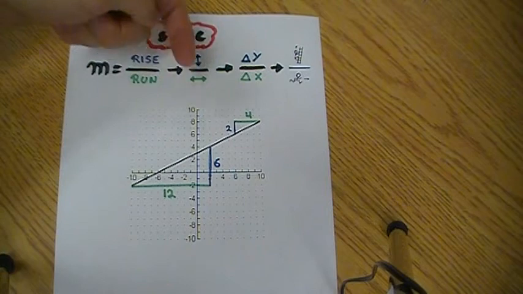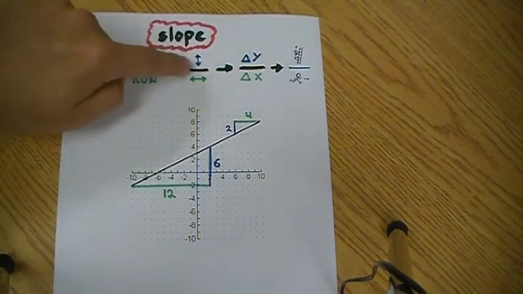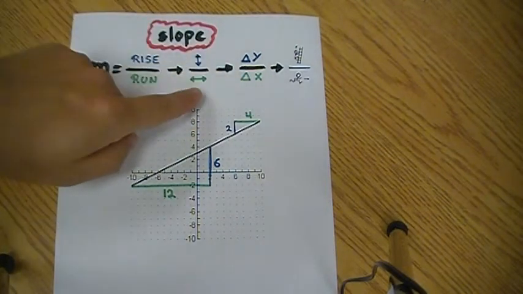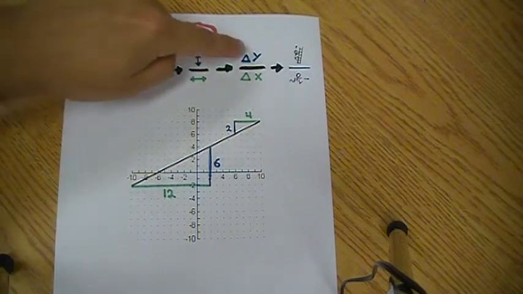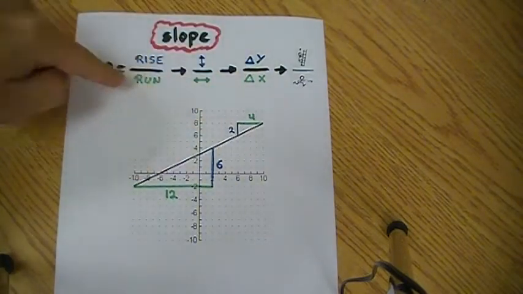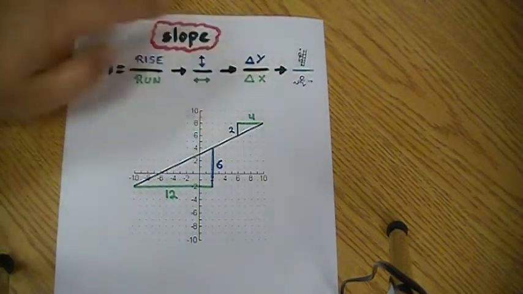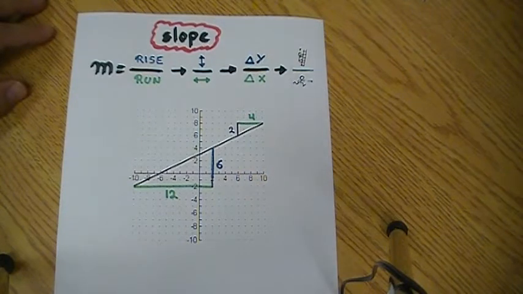If the line's going down, we say it's negative, and if it's going to the left, that's negative too. So the change in y is the rise, the change in x is the run, and here's a cute little diagram to remember. You go up, and then you go across.